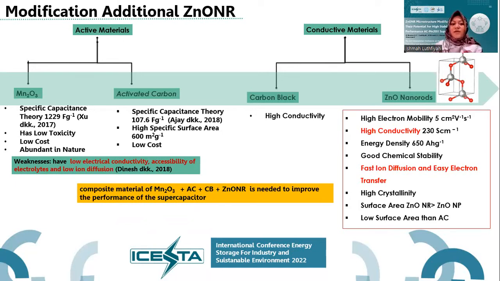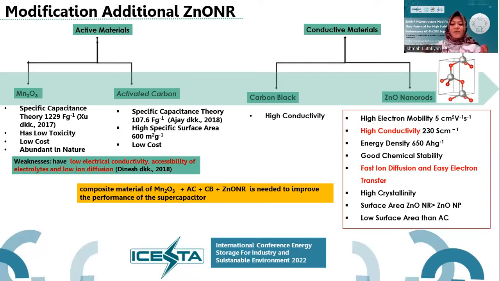For the active material, we need performance like a higher specific capacitance and low toxicity, because materials like batteries have very high toxicity. Second, we need the material to be low cost and abundant in nature. But the weakness of the active materials is low electrical conductivity, limited electrolyte accessibility, and low ion diffusion.